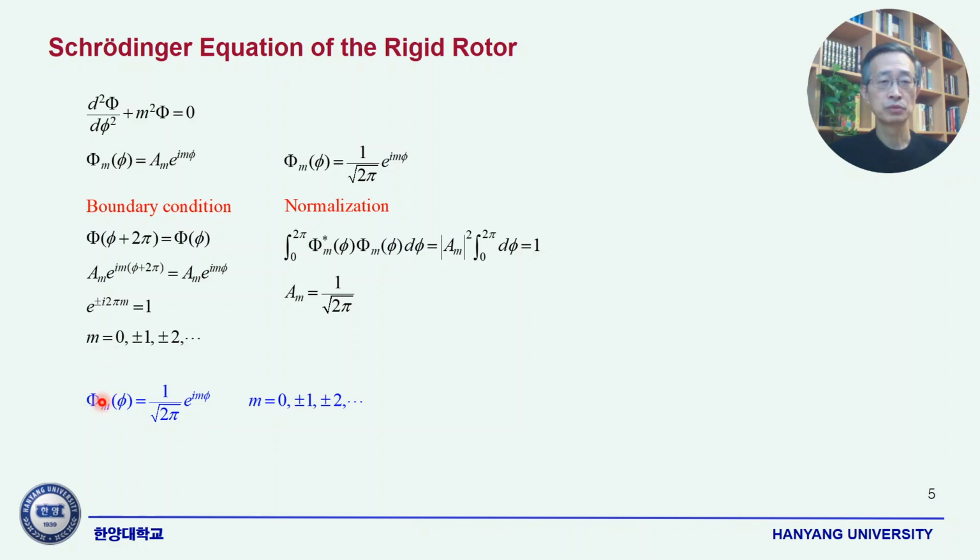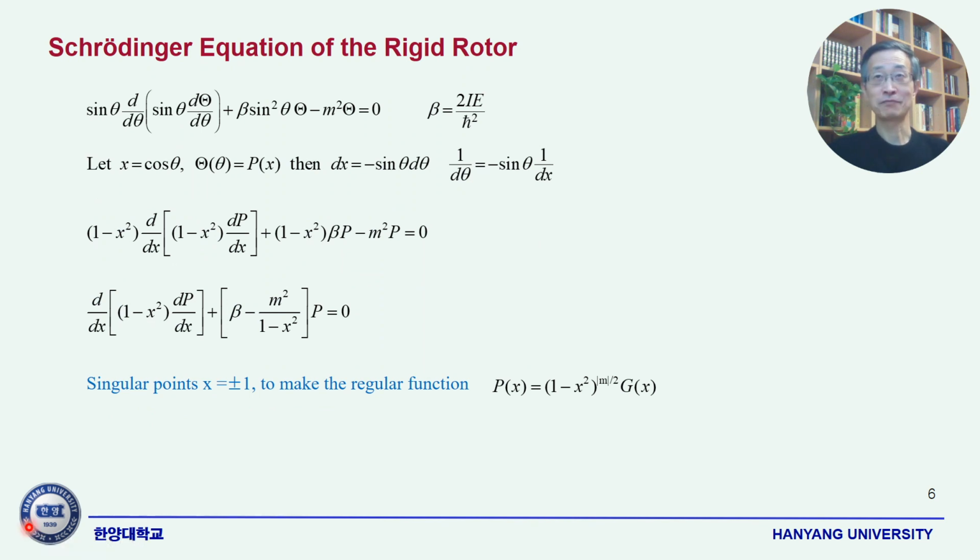Now you index it with the quantum number m, so we denote it this way. Phi_m(phi) equals 1 over square root of 2 pi times e^{im phi}, m is equal to 0, plus minus 1, plus minus 2. So we have solved this part, and then we just solve the other theta part now. So we have done halfway through, but the other half is a little bit lengthy.